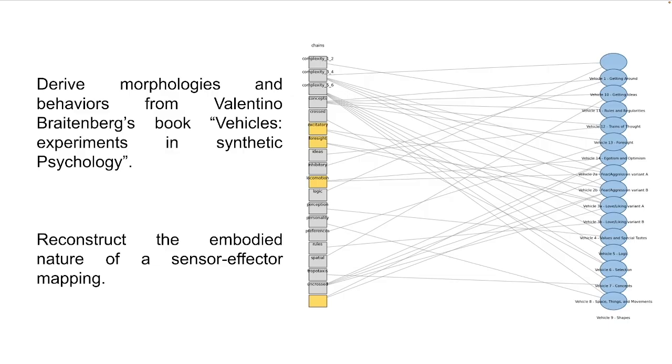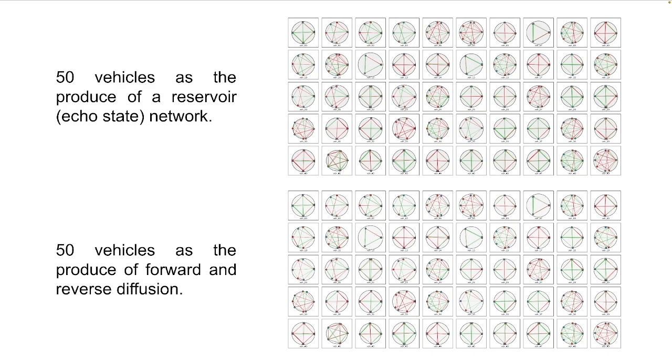We reconstruct the embodied nature of a sensor-effector mapping. So that's what we're trying to do here. Instead of using just shapes, where it's kind of abstract, we're actually building very simple versions of these embodied agents. This is an example of what we're doing here.